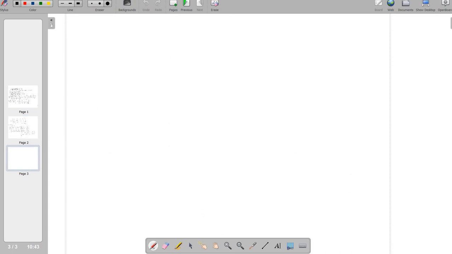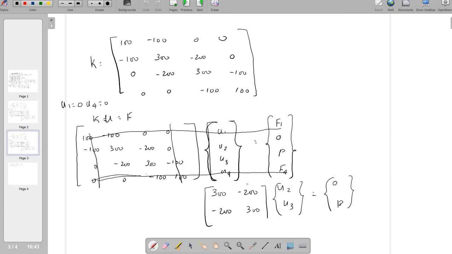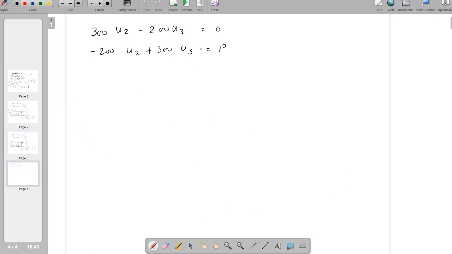So let us expand from the matrix format to the equation format. First equation: 300 U2 minus 200 U3 equal to 0. The second equation is P: I am expanding U2 with the first element, U3 with the second element. So minus 200 U2 plus 300 U3 equal to P. So these are the equations.